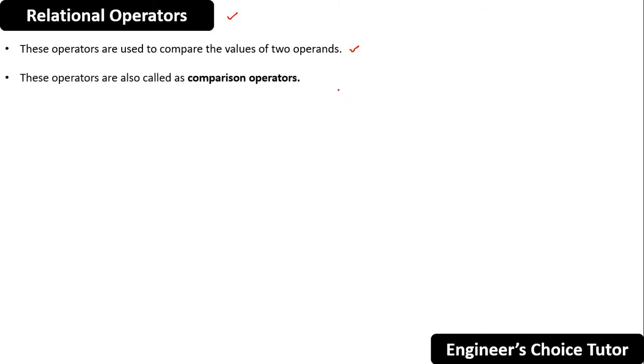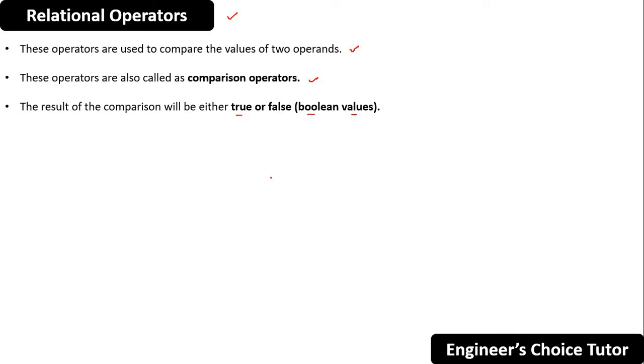Hi everyone. In today's lecture, we will discuss relational operators in Java. Basically, these operators are used to compare the values of two operands. What is the purpose of these operators? To compare the values of two operands. These operators are also called comparison operators. The result of the comparison will be either true or false, which means a Boolean value.